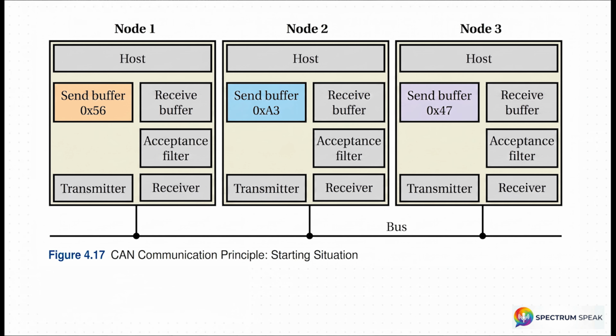Node 1 has a frame with the identifier hex 56 sitting in its transmit buffer. Node 2 has hex 83, and Node 3 has hex 47. All 3 of them have data ready at the exact same moment, and they all want to transmit, so an unavoidable collision is about to happen. The question is, who wins this race?